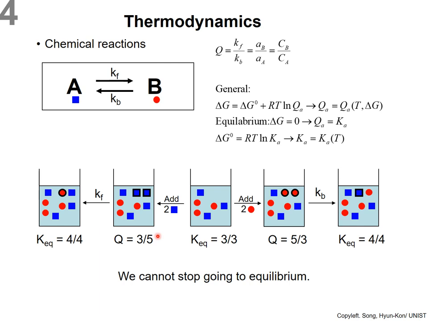an equilibrium develops between A and B, or reactants and products. So one of the added squares is converted to a red circle. Then right now, the equilibrium constant is 4 over 4, which is 1. So it means even after adding two reactants, the equilibrium constant is not changing from 1 to finally 1. Or even if I have added two products into the system, one of the two is converted to the reactant, then finally we have reached the same value of the equilibrium constant at 1. It means we cannot stop going to equilibrium. It means we always have the same value of the equilibrium constant.